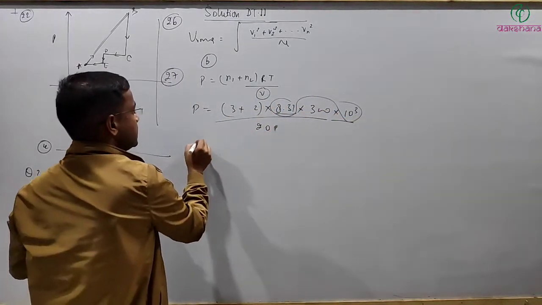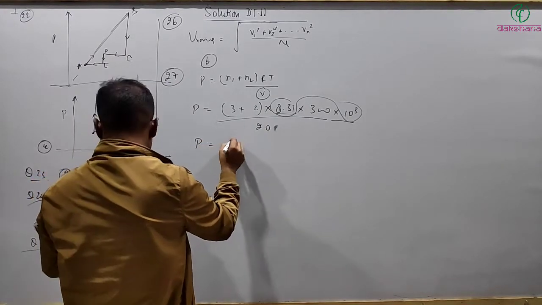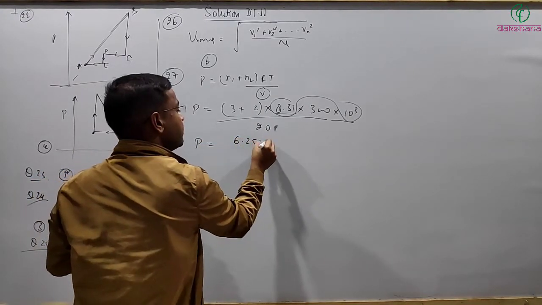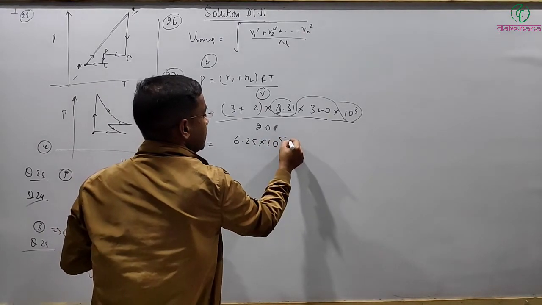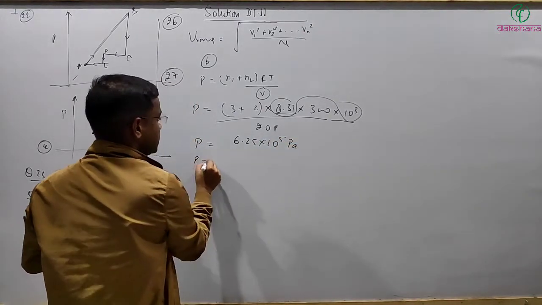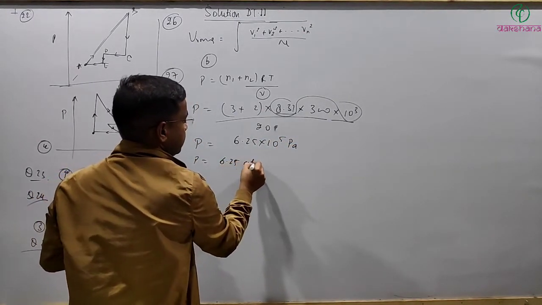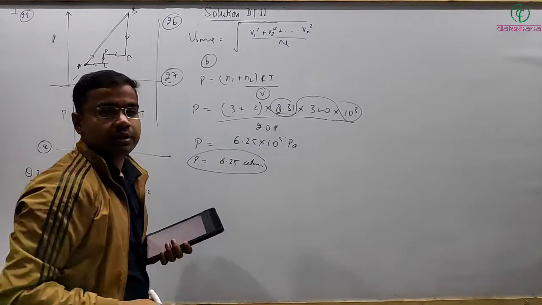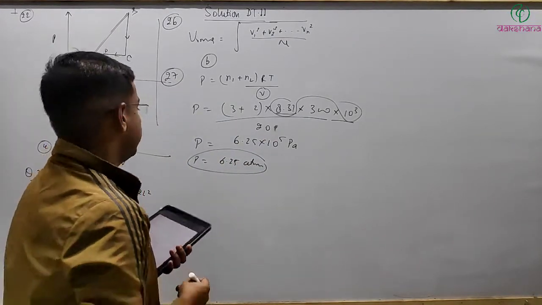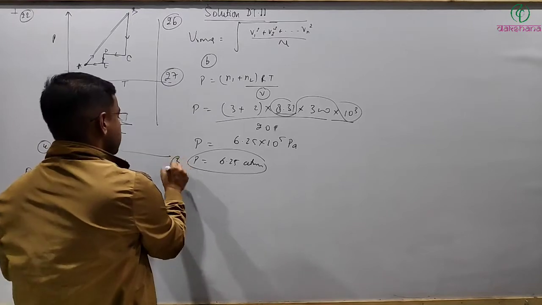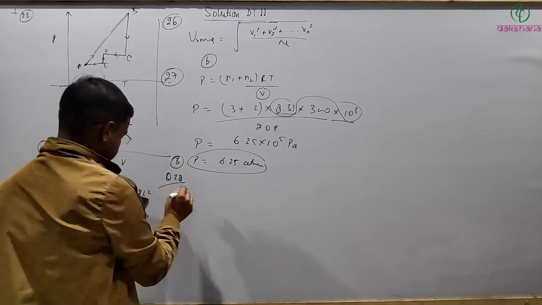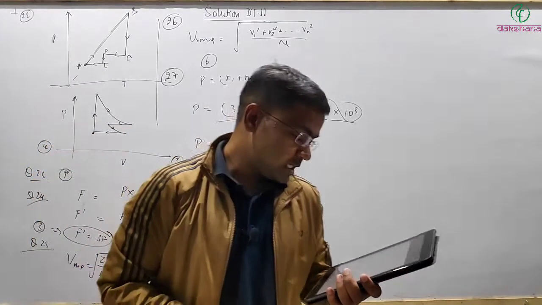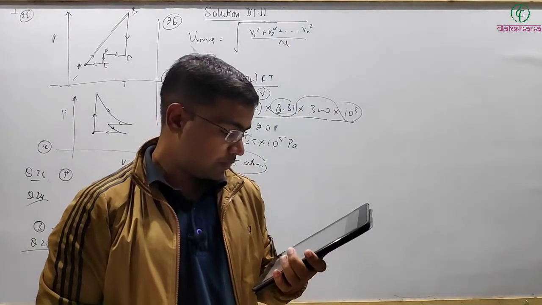Just simplifying this, it comes out to be P is coming out to be roughly 6.25 into 10 to the power 5 Pascal, and that is equal to P is equal to 6.25 ATM, because roughly 1 10 to the power 5 Pascal is equal to 1 ATM. So that is matching with option number 3. Question number 28. In a process, the density of the gas remains constant.